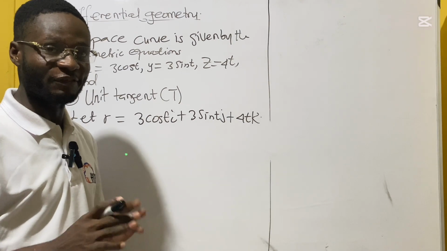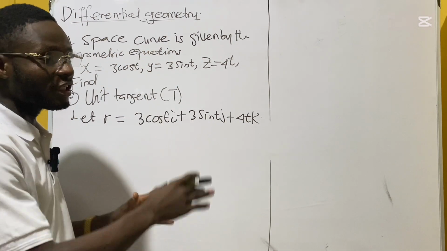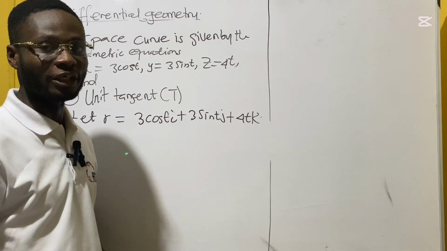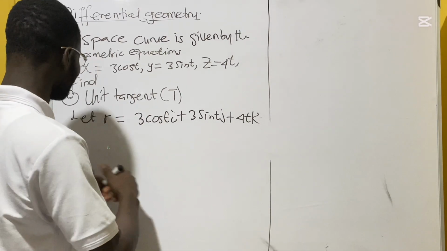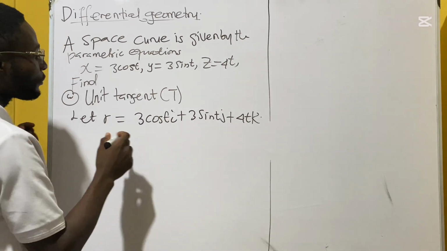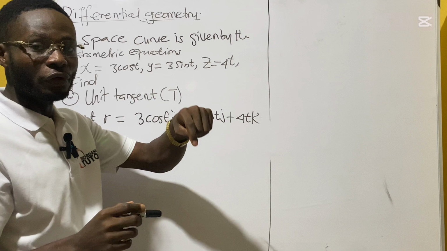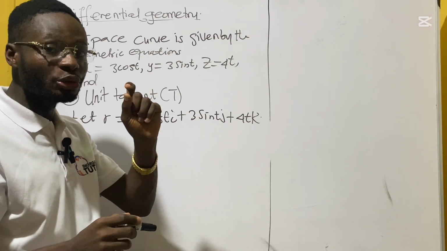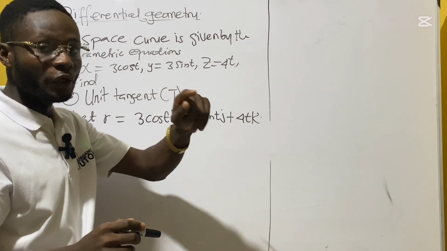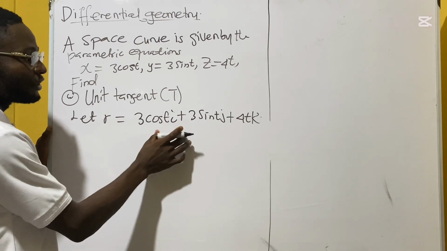So interesting in differential geometry. Once you get one solution, it runs through, it helps you to get the rest. So let's go. Let's find the differential of the radius, because we know that the unit tangent is the differential of the radius over the magnitude of the differential of the radius.